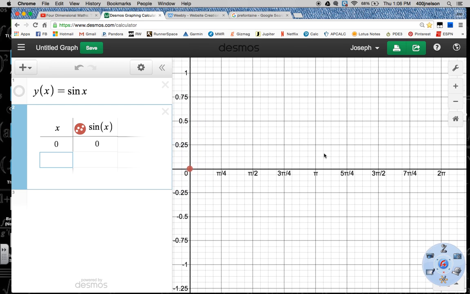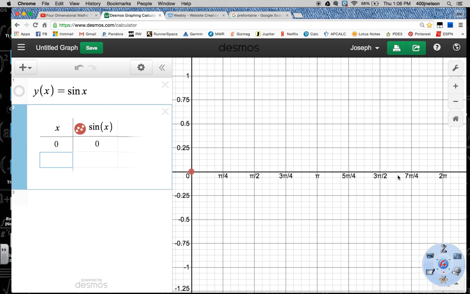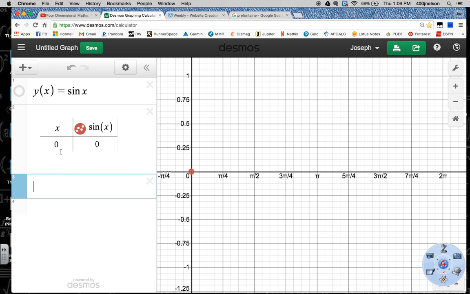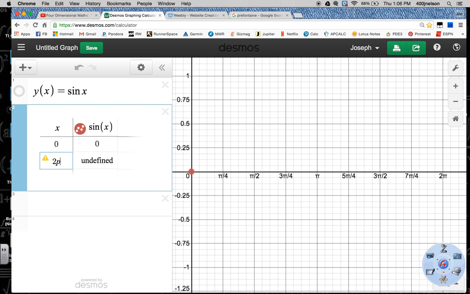Okay, so I still go from 0 to 2 pi. I go up to 1 and down to -1. Let's put in 2 pi. And on Desmos, you can just type 2 pi. And if I plug in 2 pi, I get 0 again. Okay, and we know this.